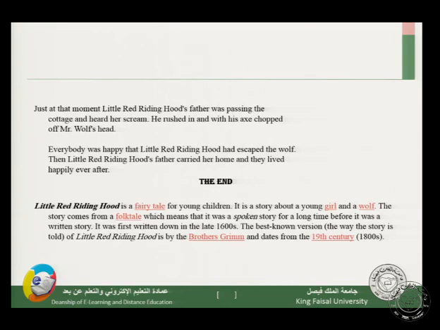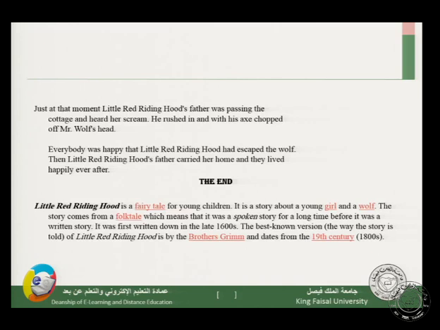Here, there's an introduction about the story you need to know, and you need to understand and remember. Little Red Riding Hood is a fairy tale for young children. This information is important about this story. It is a story about a young girl and a wolf. The story comes from a folk tale, which means that it was a spoken story for a long time before it was a written story.